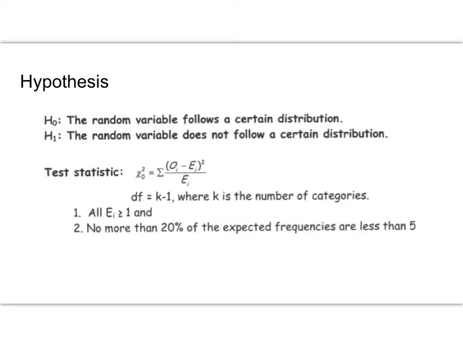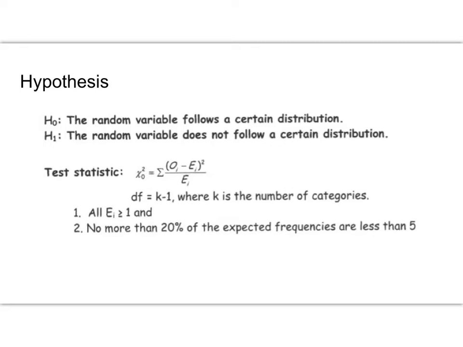So to calculate our test statistic, this is a scary looking formula, and we're going to go through it step by step. But chi-square is the sum of our observed values minus our expected values. We square those, and then we divide that by our expected values. The degrees of freedom are, instead of n-1, it's k-1. And the difference is k is the number of categories we have. It's not our sample size.